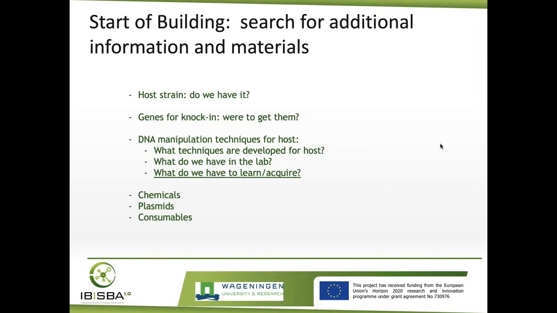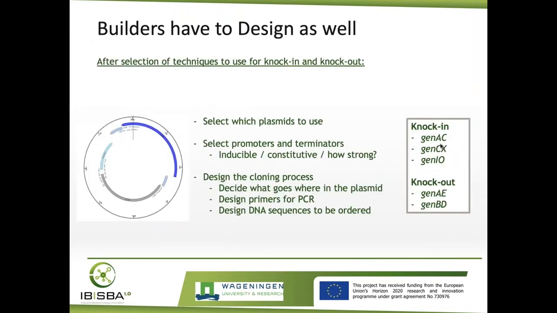For example, what techniques need to be developed? What do we have in our own lab? What we need to learn and acquire. This is very important. We need to have, of course, the chemicals, the plasmids and constructs available, consumables, and so forth. And of course, the builders have to design as well.